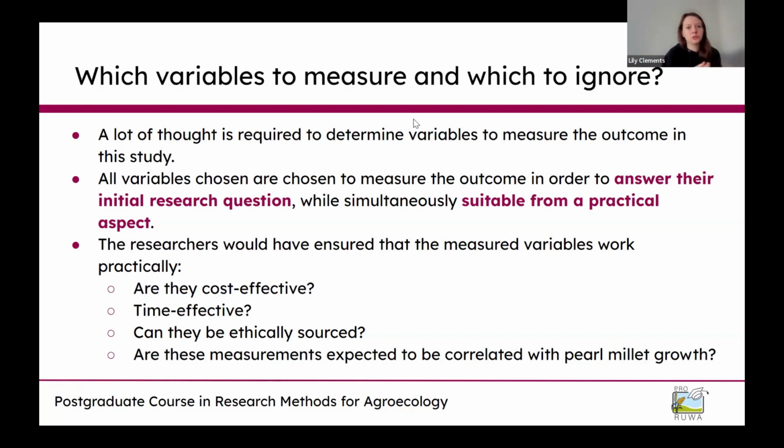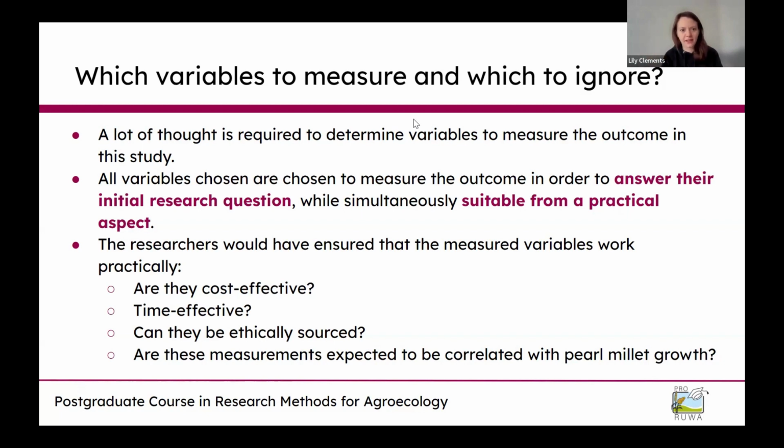We don't have the tools to do that. We don't have the resources to, or maybe that's not suitable here from another perspective. Maybe that doesn't answer the initial research question, and so forth. And so in this study here, our researchers would have ensured that those 4 variables they chose to measure work practically. Questions they would have answered, are they cost effective?